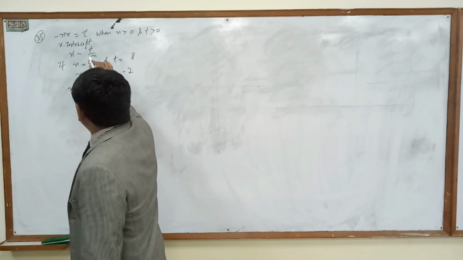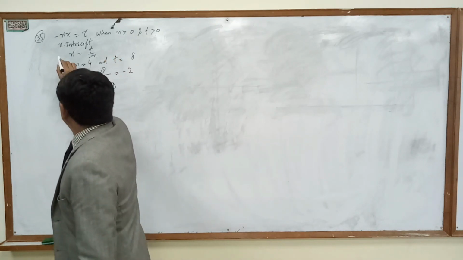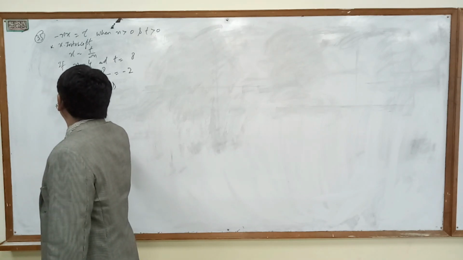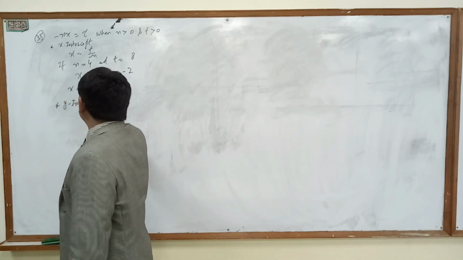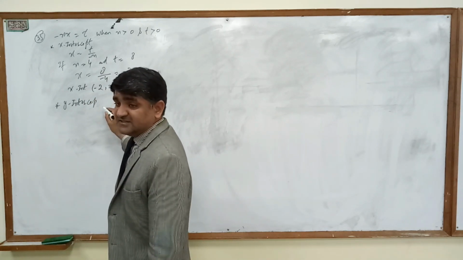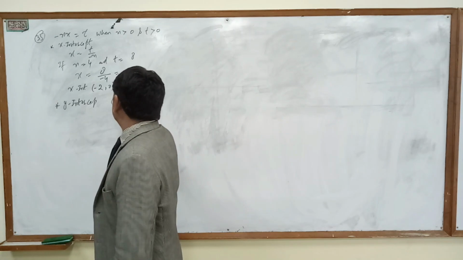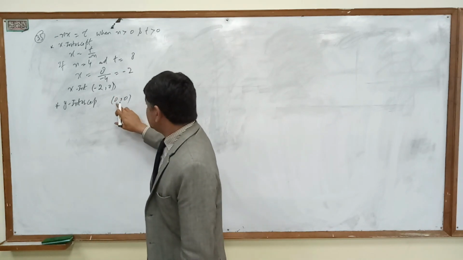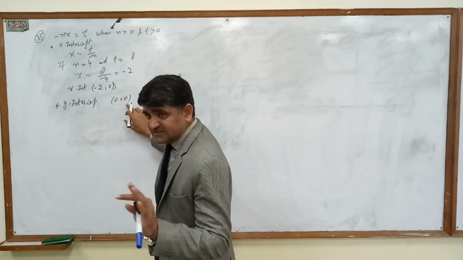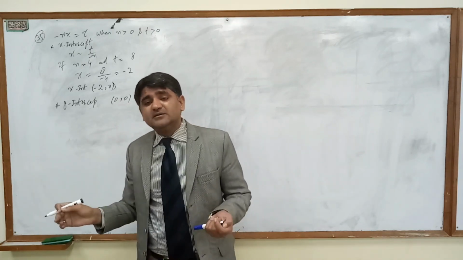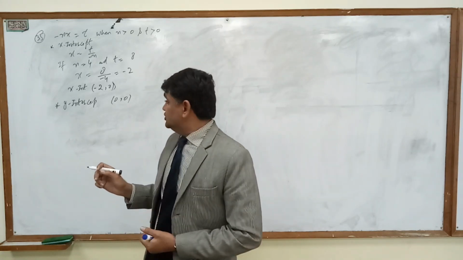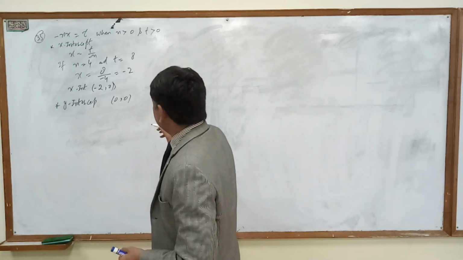So what will be the y-intercept? The y-intercept will be the origin, which is 0, 0, because y is not given. At the y-intercept, x is 0, but y is not given. So the y-intercept will be on the origin. That is 0, 0. Then we can draw the graph.